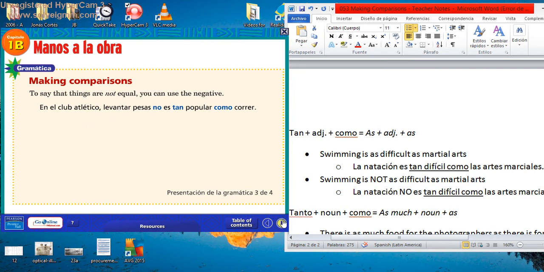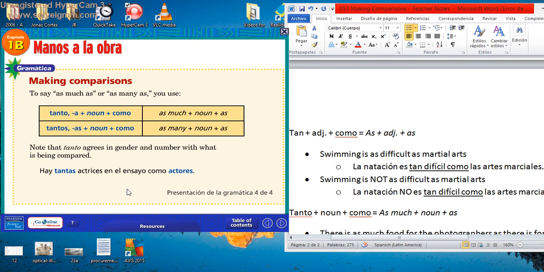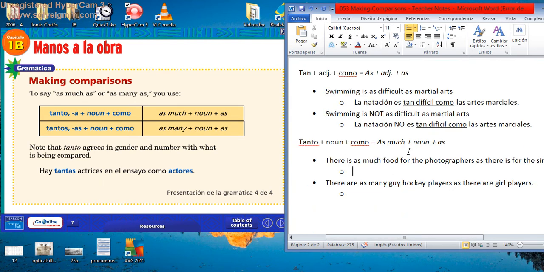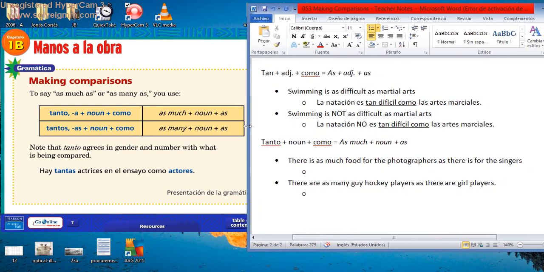So when we want to say something that we don't have an adjective for, we don't say maybe as pretty, as ugly, or whatever, but we still want to compare them, we're comparing most likely our numbers. And we say as much as. So I'm going to go for as much as, and this is tanto in the singular. There is as much food. I'm going to try to zoom out here a little bit. There is as much food for the photographers as there is for the singers. That's the singular. Food is not plural. Do you notice that? Food is in the singular. So that's why I'm going to use tanto in the singular also.